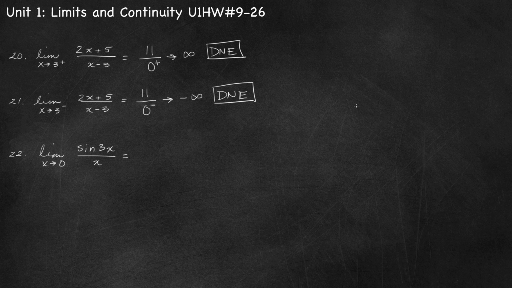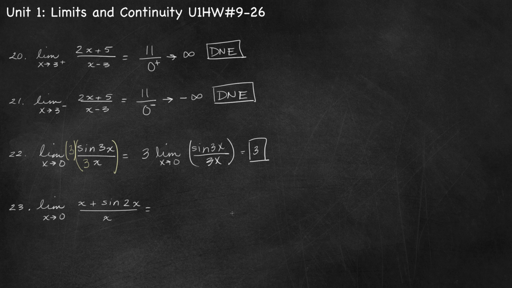Number 22, we want the limit as x approaches 0 of sine of 3x over x. So I would begin by multiplying by 3 over 3 and then regrouping like so. So this is going to equal, we can bring the constant out, 3 times the limit as x approaches 0 of sine of 3x over 3x. And that limit is equal to 1, so we have 3 times 1 equals 3.